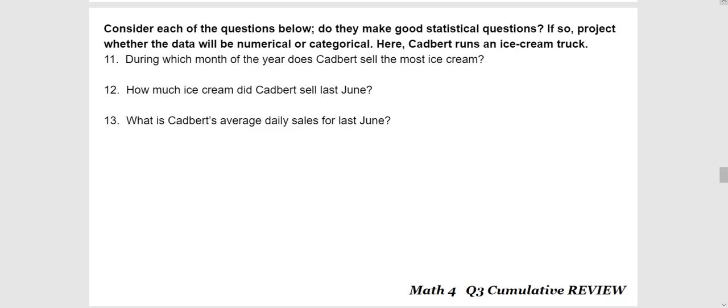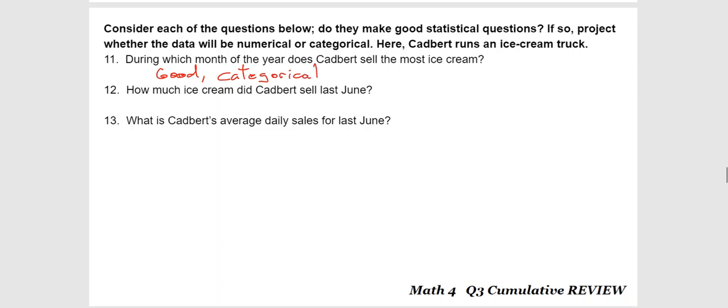All right, 11. During which month of the year does Cadbert sell the most ice cream? In order to know that, you're going to have to look at the other months. And so there's some variety there, and so that would make a decent statistical question. The question now is, is the data going to be numerical or categorical? Ultimately, you're talking about which month, which is a categorical thing. So this is a good question, and it is categorical.